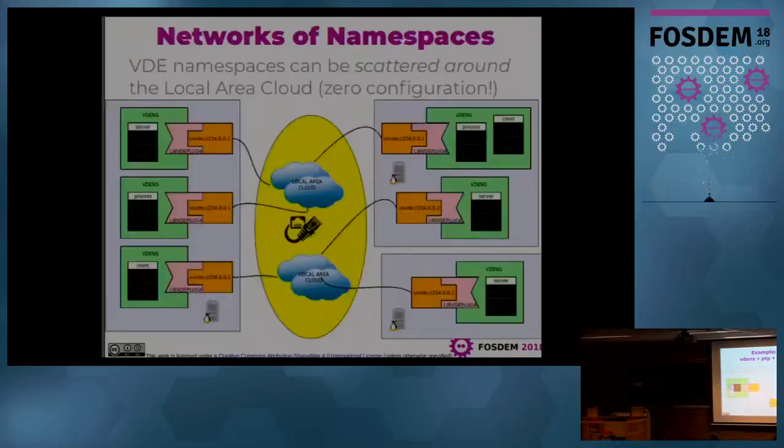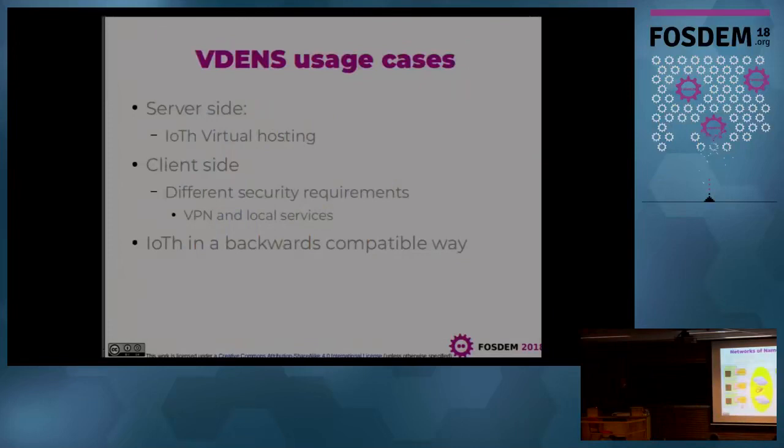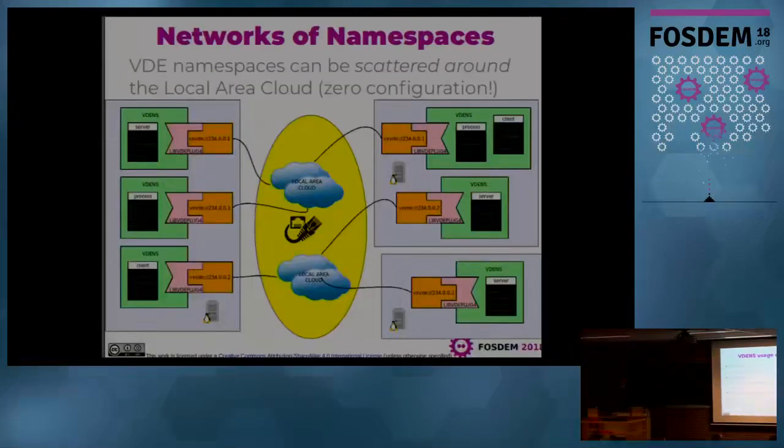But what is more interesting is that you can merge the two concepts, the local area cloud and the VDE namespace. You can create a network of namespaces, so you can have processes in networking namespaces running all over your local area network, connected together on virtual networks. So if you are a data center, you can have processes of your customers running where your load balancing policy says it's better to run them, and they are connected together in a transparent way.